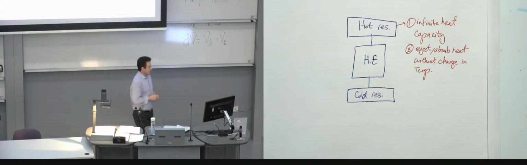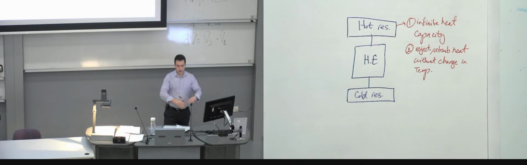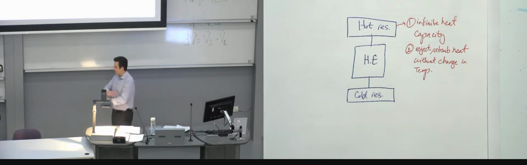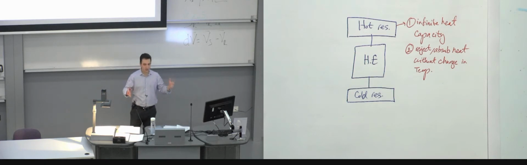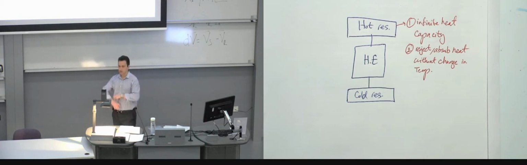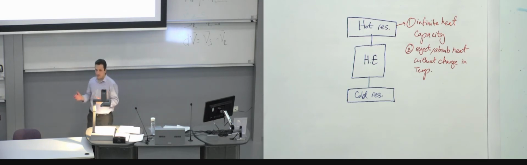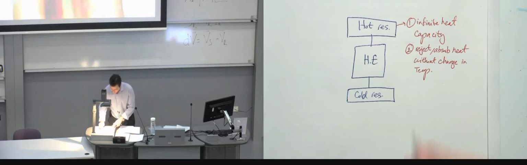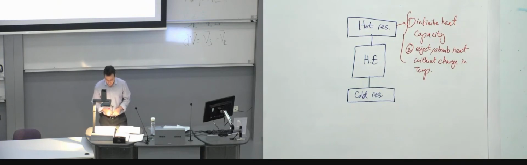If you imagine a large sea or an ocean, I don't care how big your heat source is, if you place that large heat source in the ocean, you can't really assume that the temperature of the ocean has increased because of that, because it's just massive, right? And this is the same concept. The heat capacity is infinite, and the temperature is not going to really change by heat absorption or rejection. So these are the two assumptions about the reservoirs.